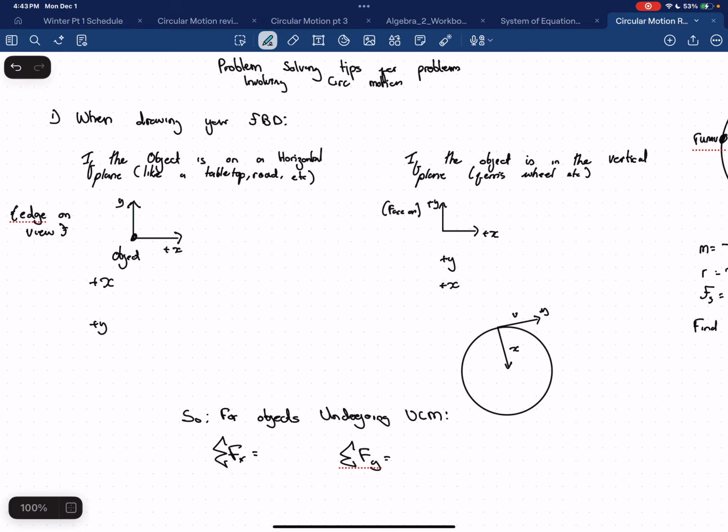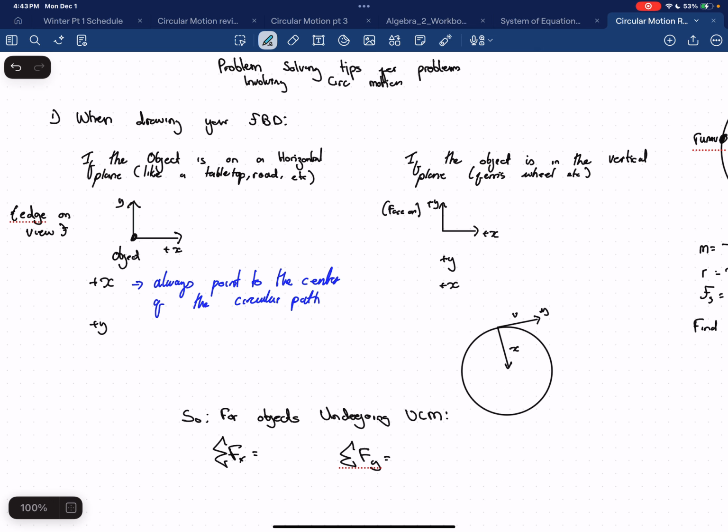And now for your free body diagram, it will be a regular free body diagram. But our plus x will always point to the center of the circular path. All right.